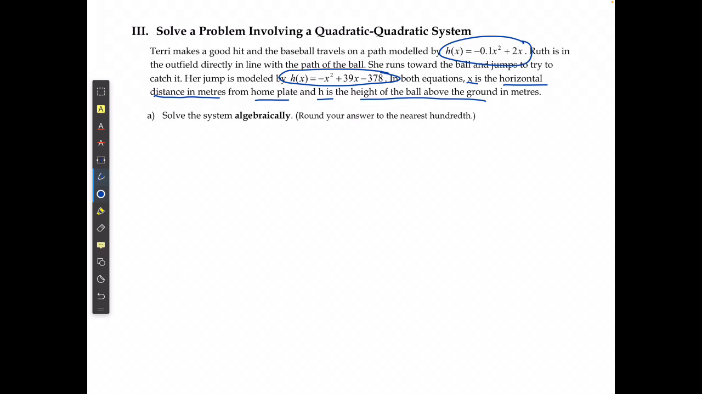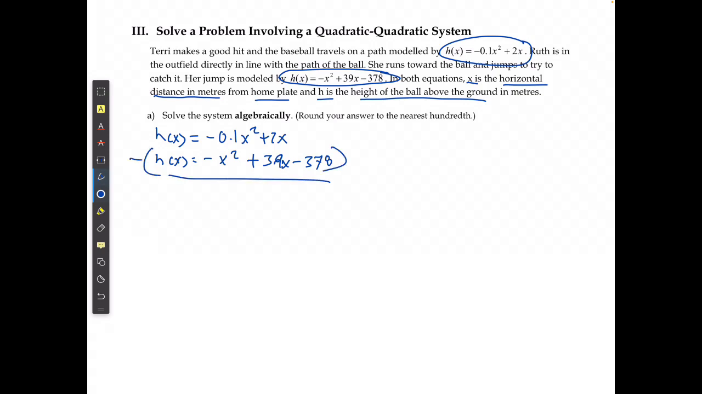First thing, we're going to solve the system algebraically. So if I know that h as a function of x is equal to negative 0.1x squared plus 2x, or h as a function of x is equal to negative x squared plus 39x minus 378. H as a function of x is the same in both cases, so when I subtract it, they're going to eliminate. I'm going to get 0 is equal to 0.9x squared minus 39x plus 378.